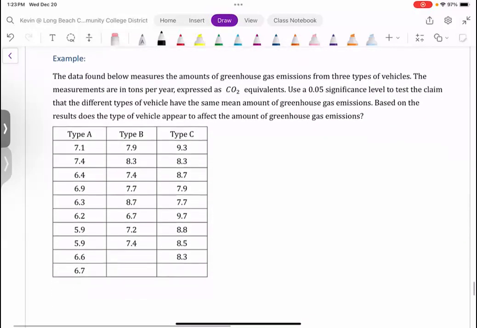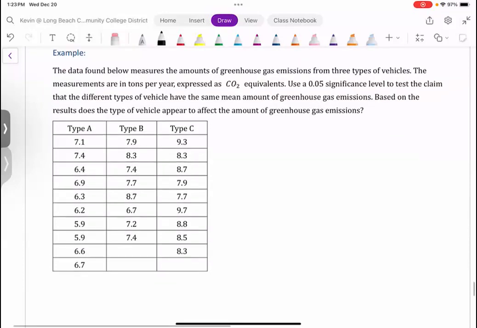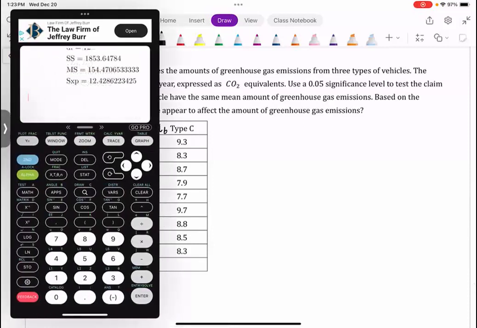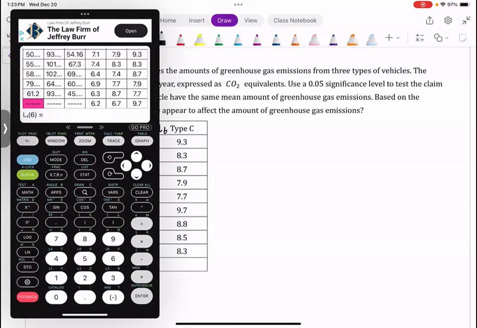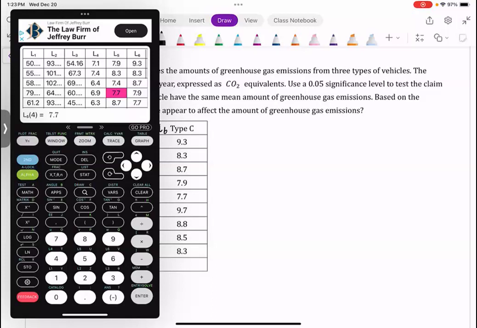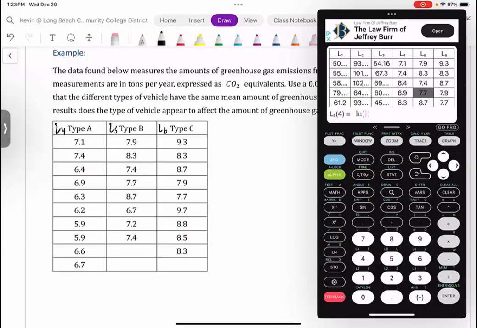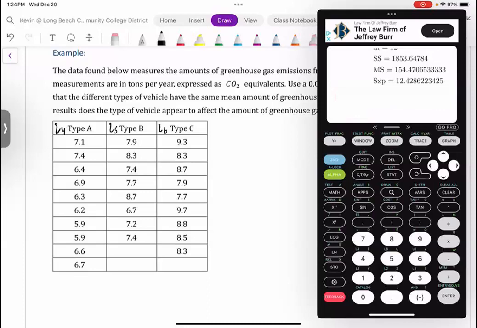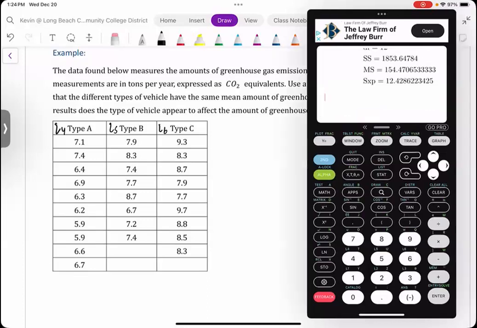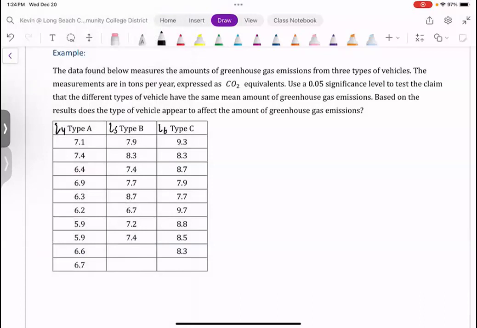All right. This data I have listed under my list 4, list 5, and list 6. I will show that to you. And you can see the 7.1, 7.4, 6.4, and so on. Now notice these list lengths are different. The first one has 10 in it, the next one has 8, the other one has 9. That's totally fine. We have absolutely no issue with that at all.